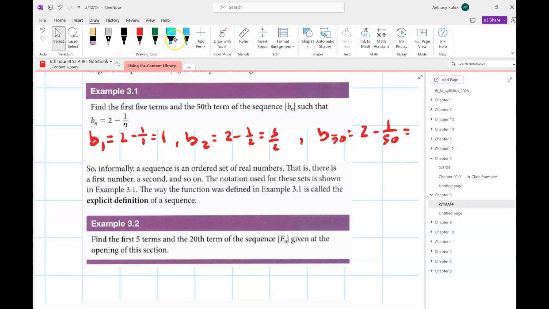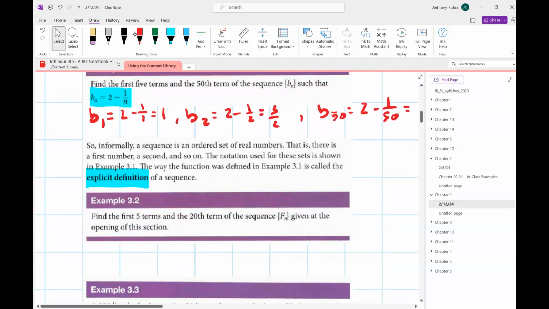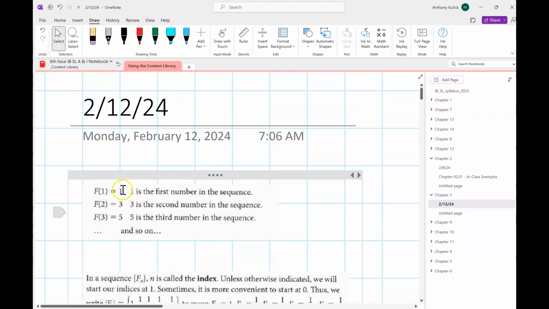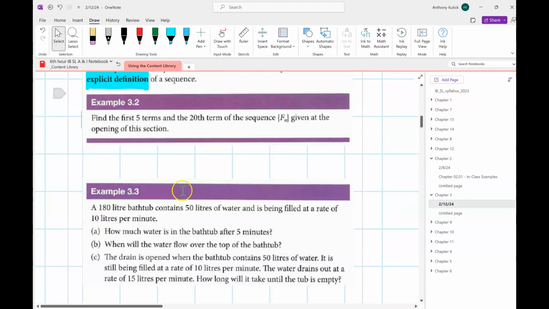So when we have a formula like this, that's called an explicit definition of a sequence. Oftentimes we're going to be interested in taking some terms of a sequence and finding the explicit definition. So our next example says, find the first 5 terms and then the 20th term of the sequence given at the opening. So remember the opening, the sequence terms are 1, 3, 5.